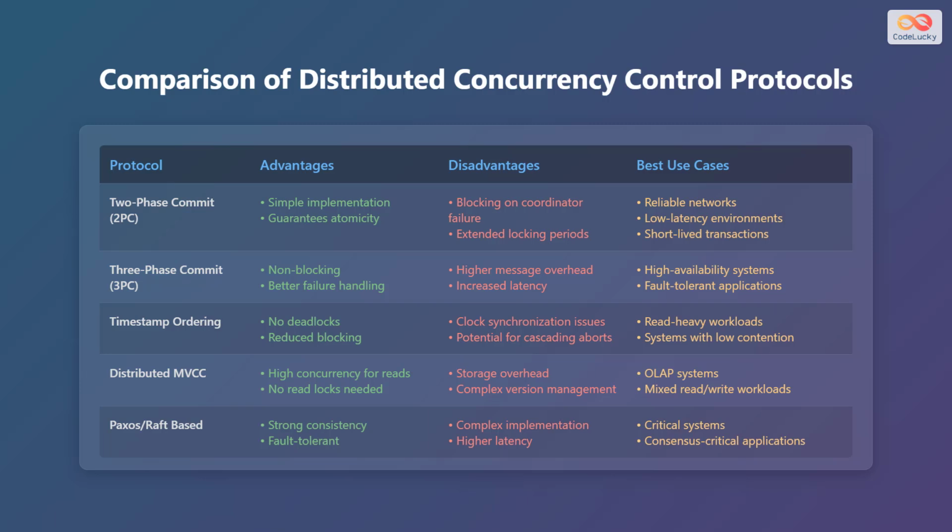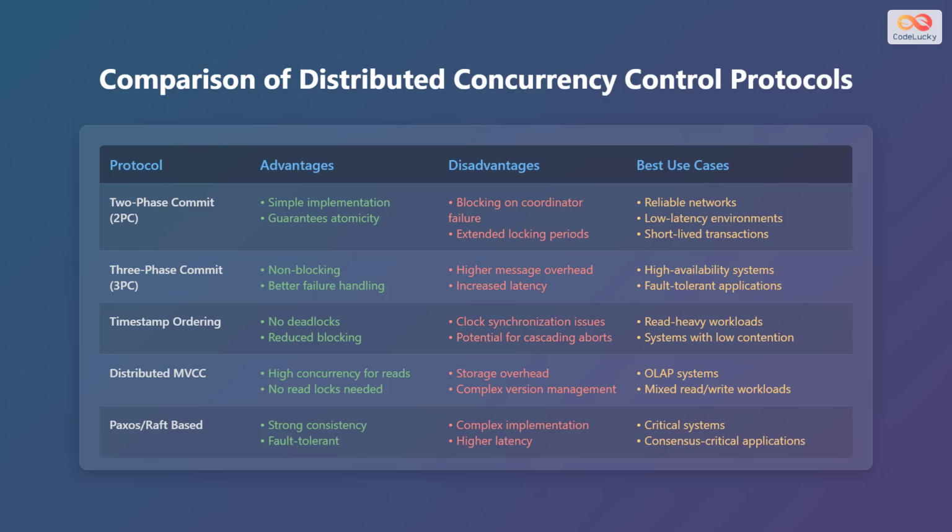Three-phase commit, or 3PC, has the advantage of being non-blocking, and it provides better failure handling. Disadvantages include higher message overhead and increased latency. It is best used in high-availability systems and in fault-tolerant applications.